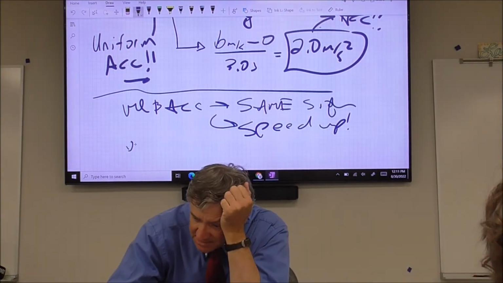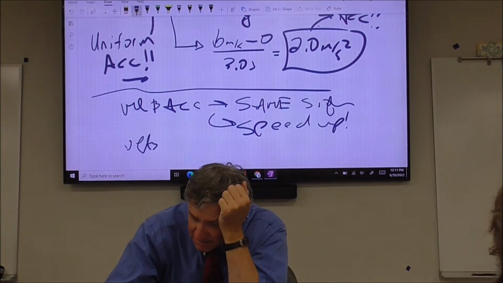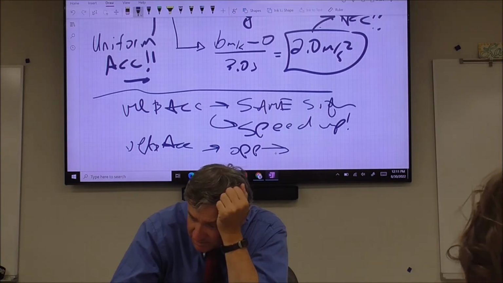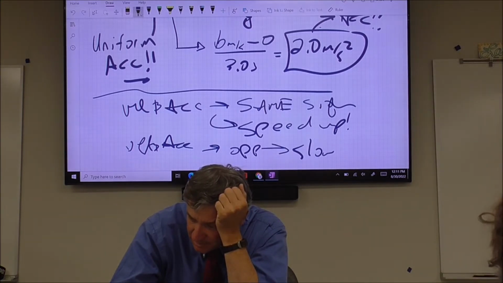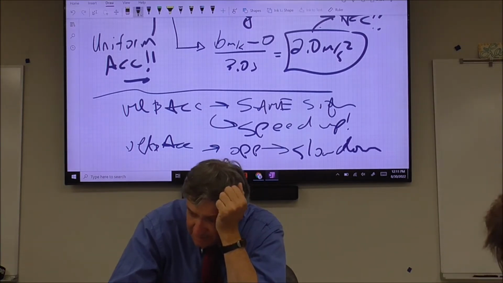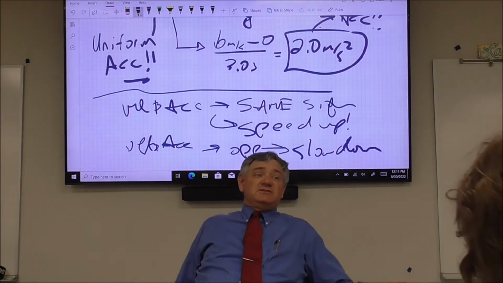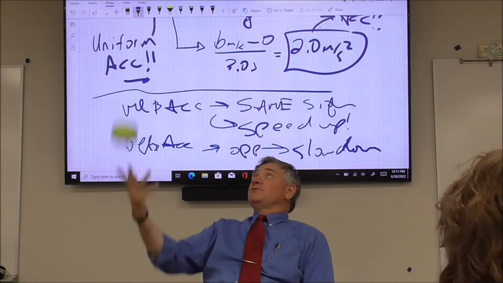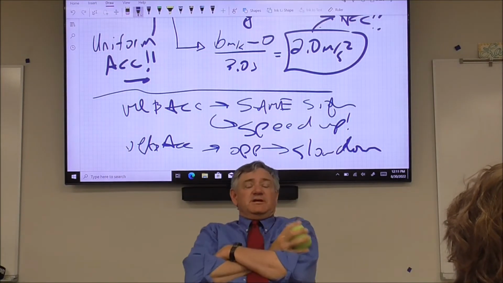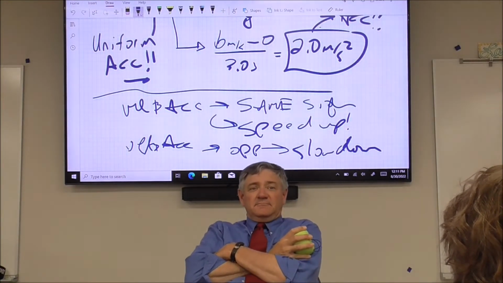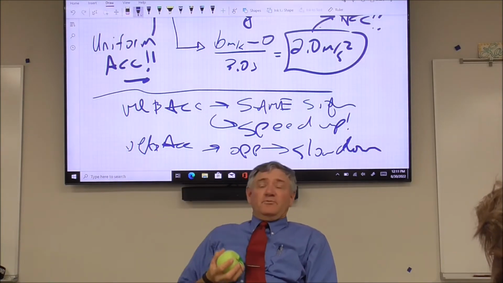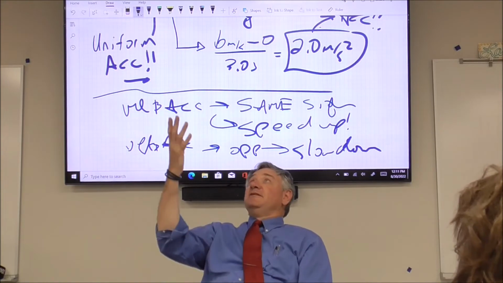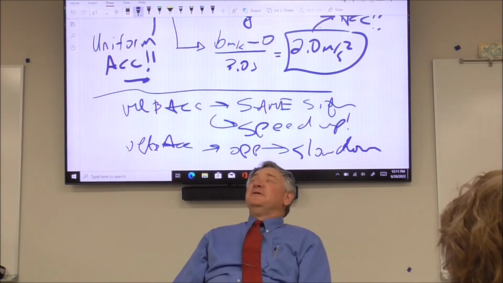So if velocity and acceleration have opposite signs, you're going to slow down. Okay? And there are no exceptions to this. Zero, zip, nada. So I'm going to take this apple and throw it up in the air. What did it do on the way up, Jack? Did it speed up or slow down on the way up? Really? It slowed down.